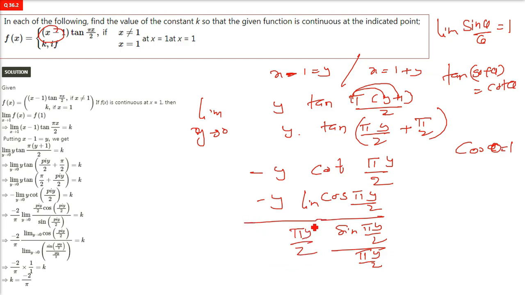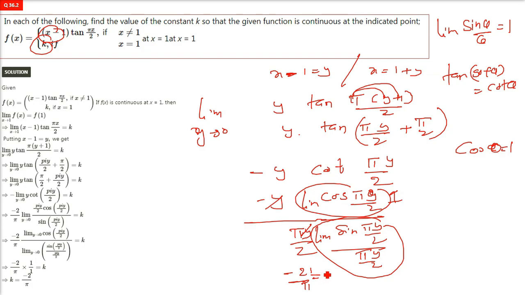So now we apply the limit, y tends to 0. This is going to be 1. And this also is going to be 1, because it is cos 0, and cos 0 is 1. Okay. So what is remaining? Minus y divided by pi y by 2. Y gets cancelled and 2 goes up. So it is going to be minus 2 by pi. So this is going to be equal to k. This is the actual way in which this question needs to be done, not the way I gave you a few seconds earlier.